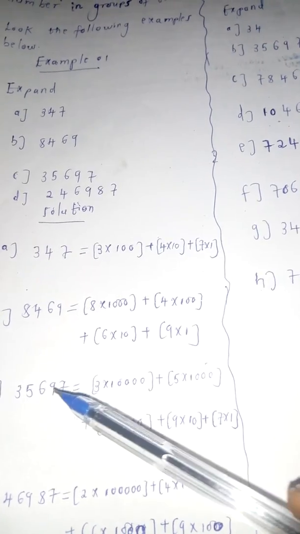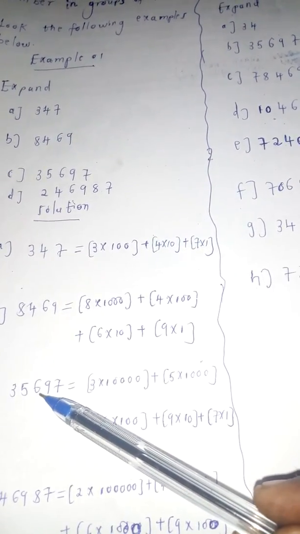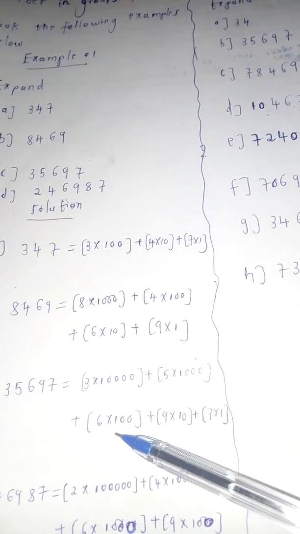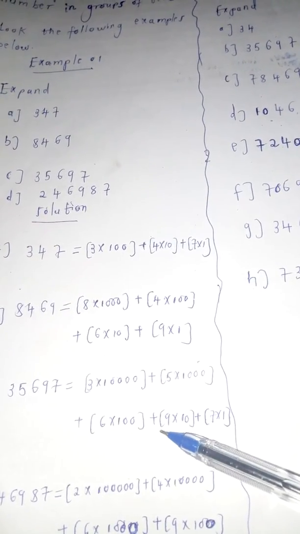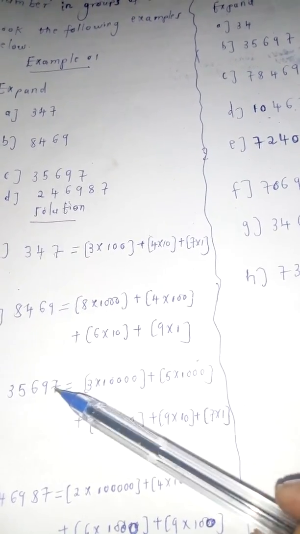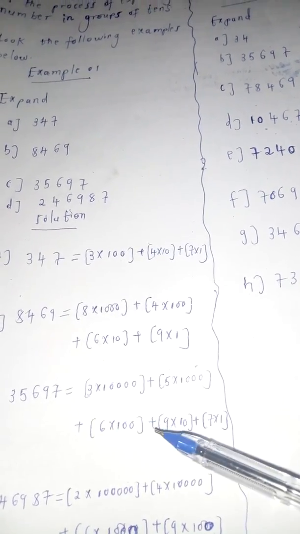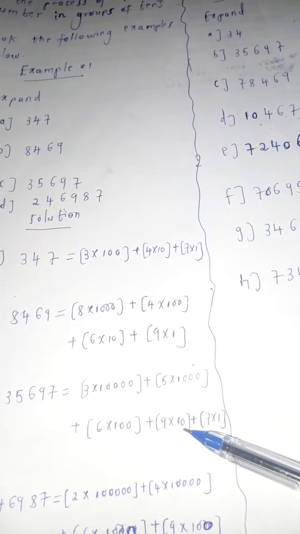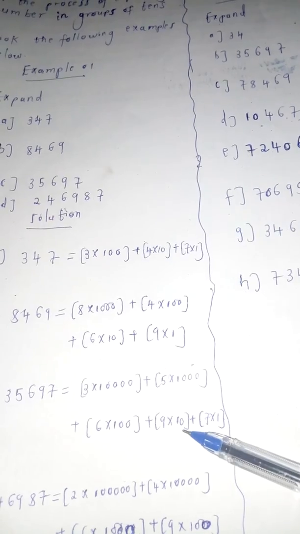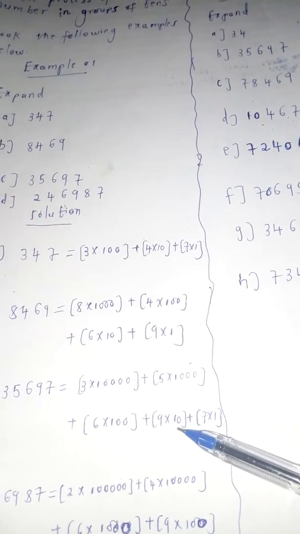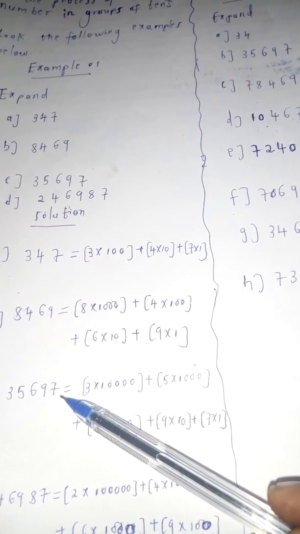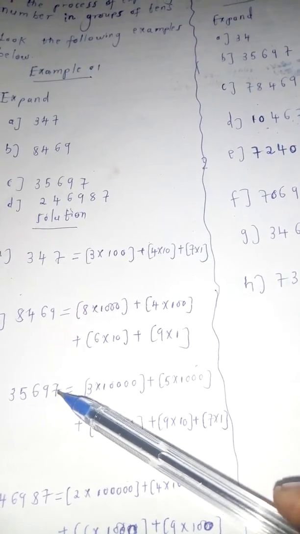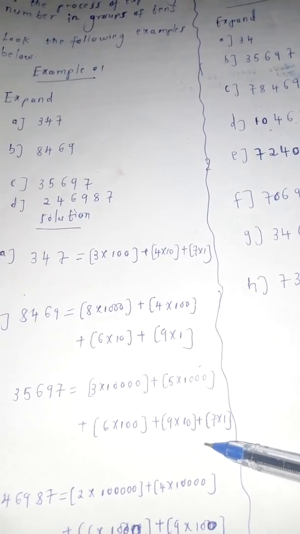How do we obtain 600? 600 is obtained by taking 6 times 100. And how do we obtain this one? 90. How do we obtain 90? 9 times 10. Then you add 7. How do we obtain 7? By taking 7 times 1.